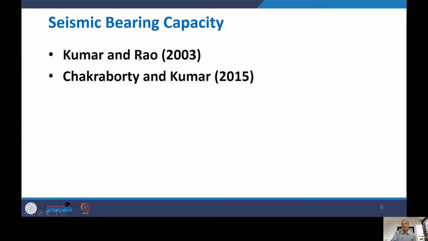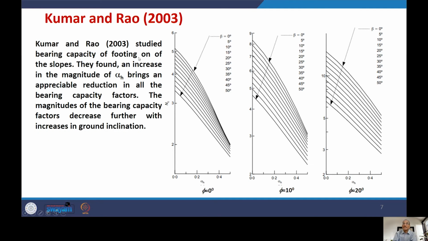Kumar and Rao in 2003 studied the bearing capacity of footings on slopes. What they found is that an increase in the magnitude of alpha h, that is, the horizontal seismic coefficient, brings an appreciable reduction in all the bearing capacity factors, and the magnitude of the bearing capacity factors decreases further with increase in down inclination.